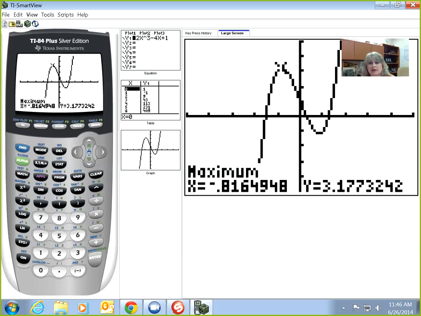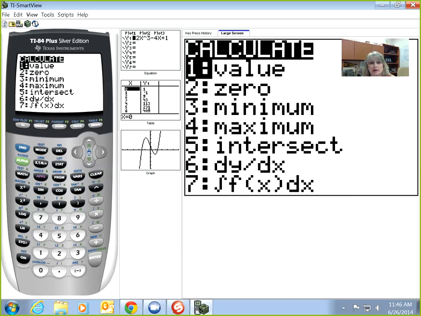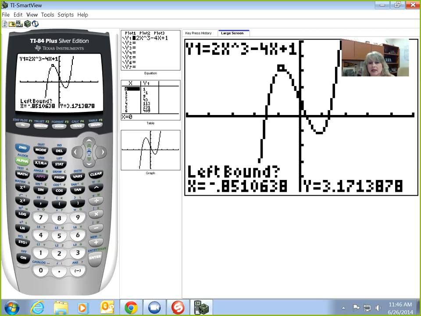Now, let's also do the same thing, but this time we're going to find the minimum, the lowest point there. So we're going to press second, calculate again. This time we're going to press number 3 for minimum. We're going to find that low point. And it says left bound. Now the cursor is actually left of the minimum value, but I like to move it a little bit closer. So take your right arrow, move it a little bit closer to that minimum. Anywhere to that left side, press enter.